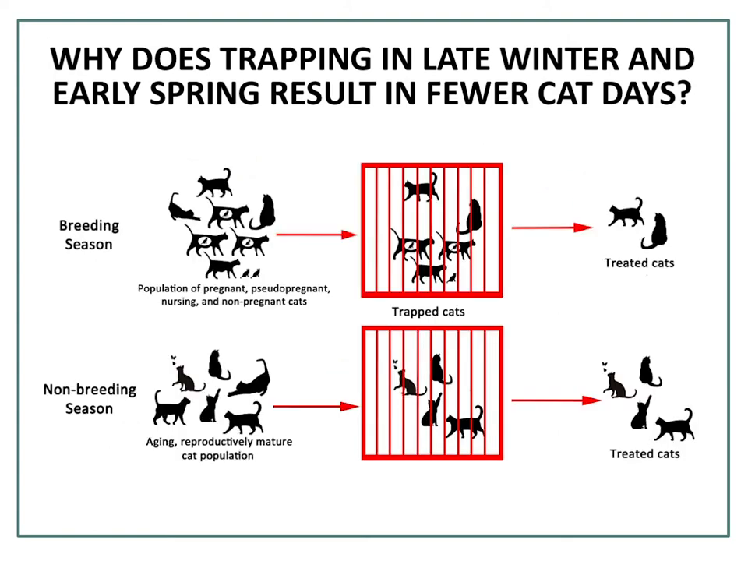Another explanation we came up with was that during the breeding season, like we said, there's this population of pregnant, pseudo-pregnant, and nursing cats, but also non-pregnant cats. So you may trap a certain percentage of that population, and that percentage of trapped cats may include pseudo-pregnant cats or pregnant cats or kittens that aren't able to be treated. So you've just wasted a whole bunch of trapping efforts on these cats that aren't able to be treated. And ultimately, within that short time frame where you're trapping cats, you end up treating fewer cats. But during the non-breeding season, you've got this aging and reproductively mature population of cats. And so when you trap these cats, you can treat most of these cats. And that seems to be more efficacious.